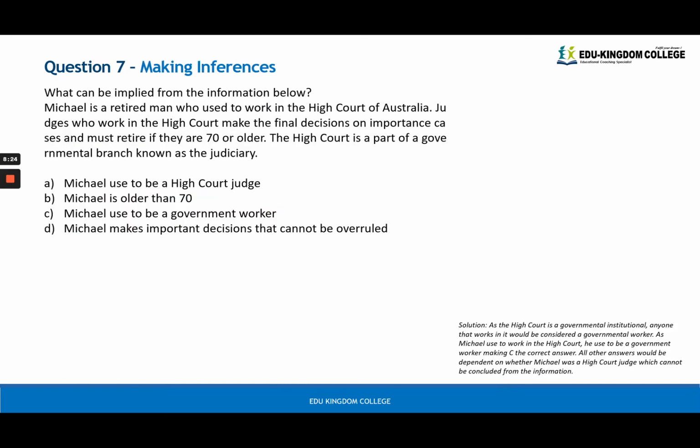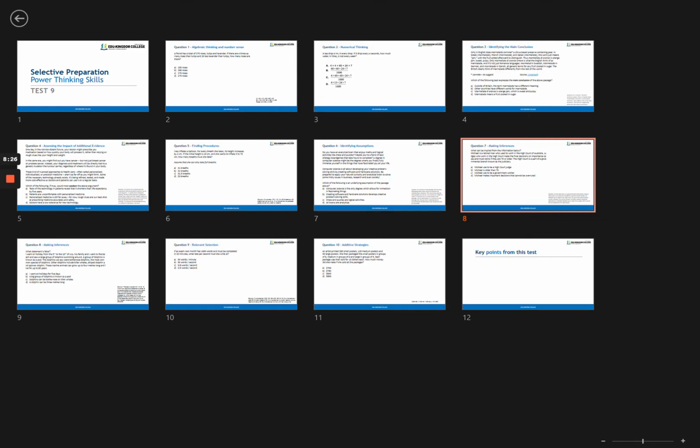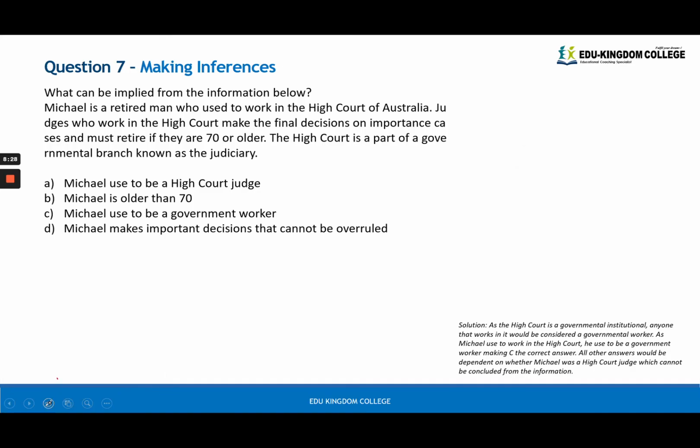7. What can be implied? So Michael is a retired man, and he is going to court. Judges who work in the High Court make the final decisions on important cases and must retire if they are 70 or older. Michael was a retired man who used to work in the High Court. Okay, the High Court is a part of a governmental branch known as the judiciary. So which one can we imply?